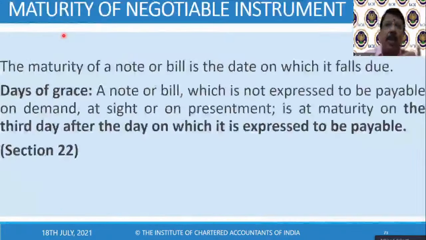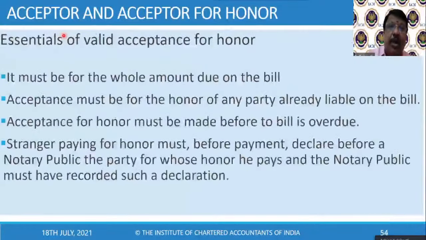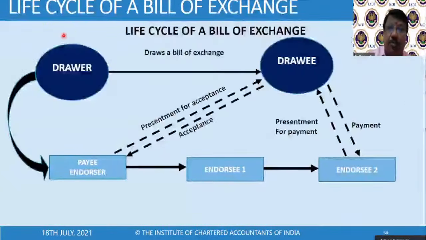What is an accommodation bill? Do you remember accommodation bills? A is drawing a bill on B, and B will draw a bill of a similar amount on A. So both these 2 bills will be exchanged. That is, A draws on B, B accepts; B draws on A, A accepts.